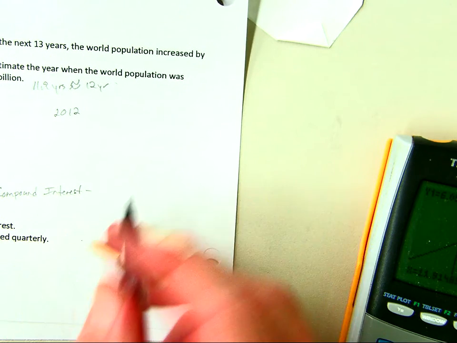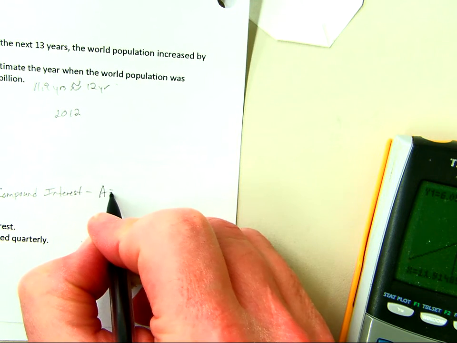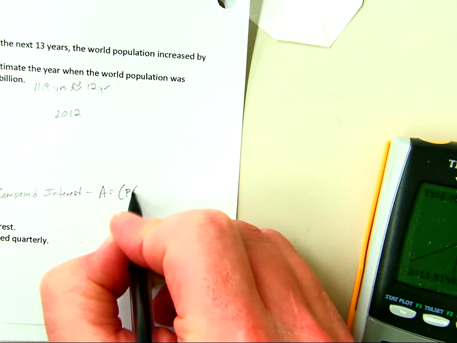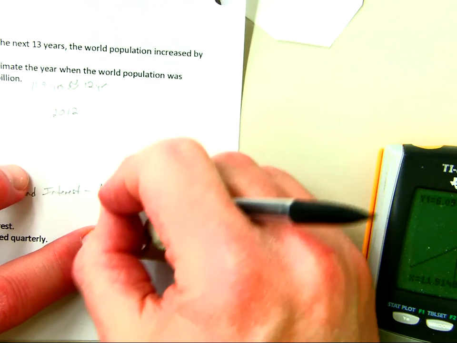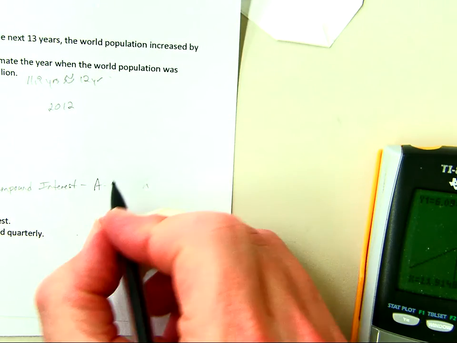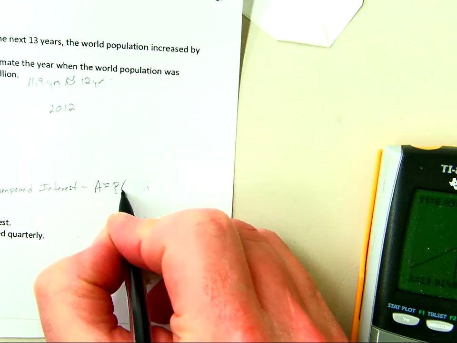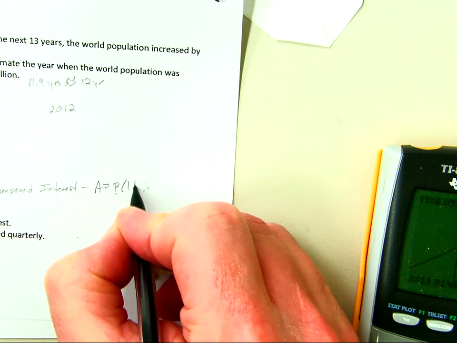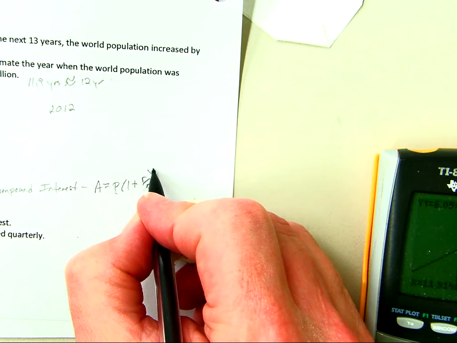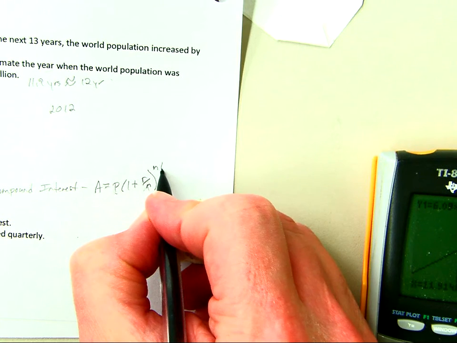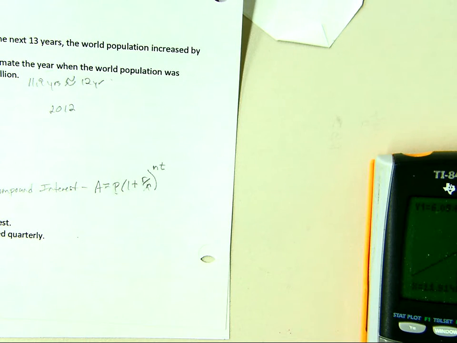Compound interest formula looks like this. A equals P times 1 plus R to the n. Let me start over. I shouldn't have that big parenthesis start off with. So we have A equals P times 1 plus R over n. And then outside the parentheses, my exponent is n times t. So that's the compound interest formula.